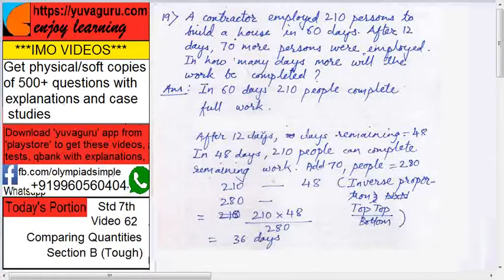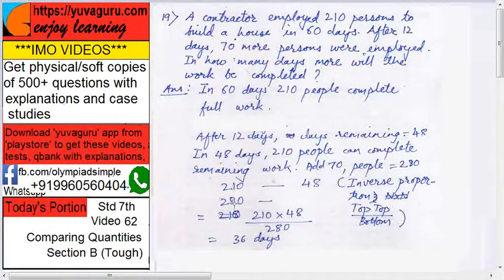Let's see. Whatever work is remaining, if 210 persons were employed and these 70 were not brought, then in 48 days these 210 people will complete it. Right? Now what has happened? Instead of 210, we brought 280. Now 210 persons can complete it in 48 days. So with 70 added, 280 persons will complete it in 48 plus some days or 48 minus some days.